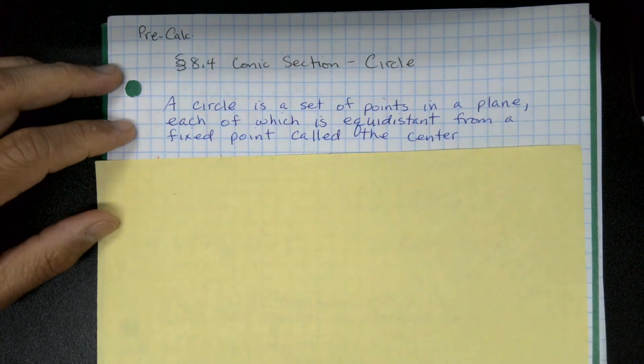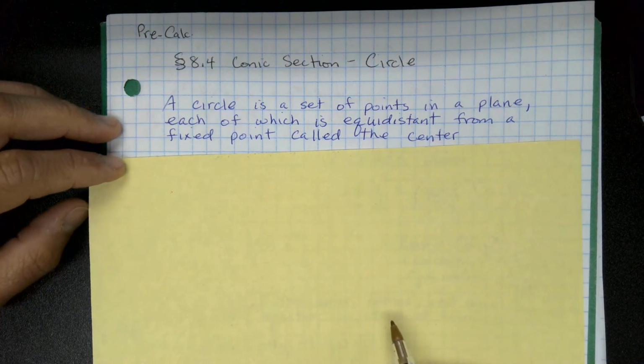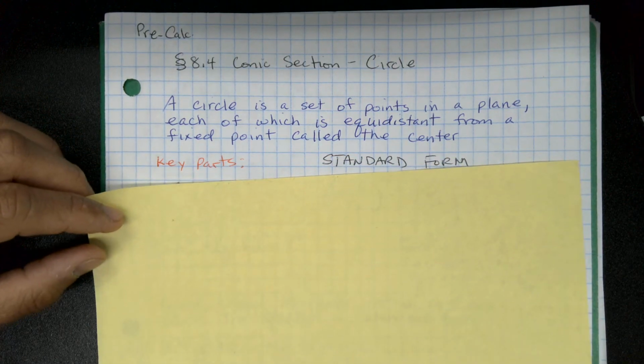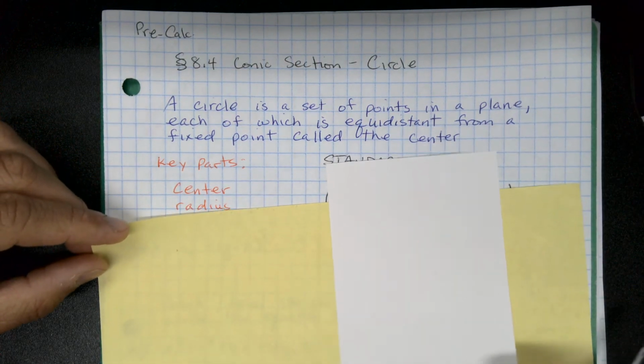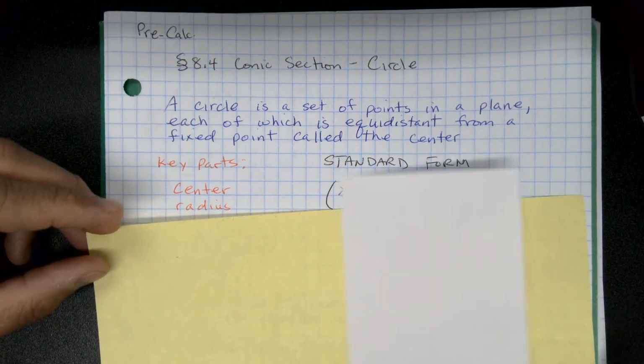Alright, a circle is a set of points in a plane, each of which is equidistant from a fixed point called the center. Key parts for the circle are the center and the radius.